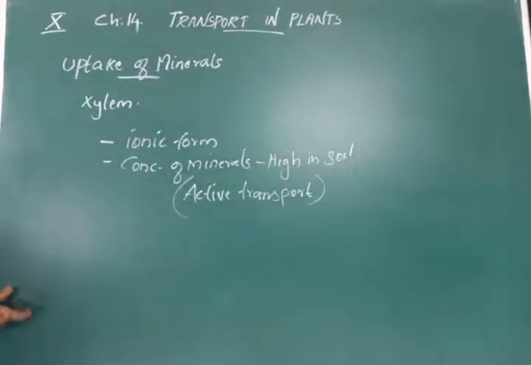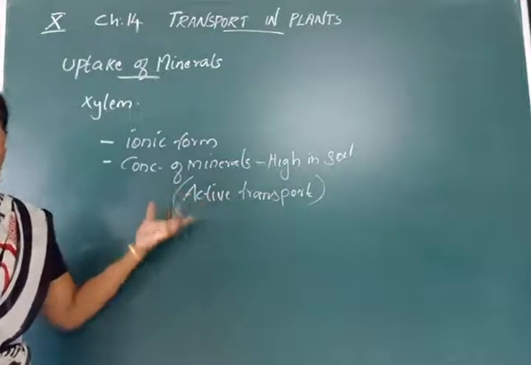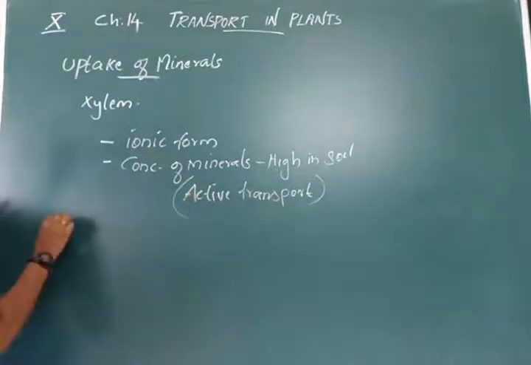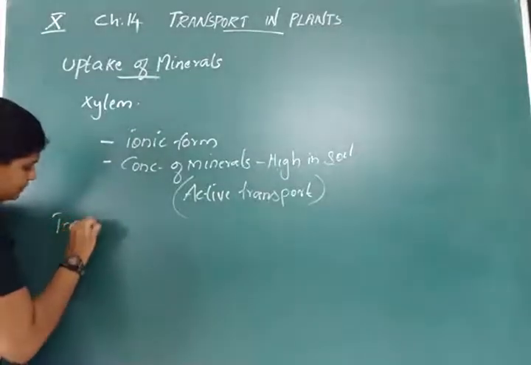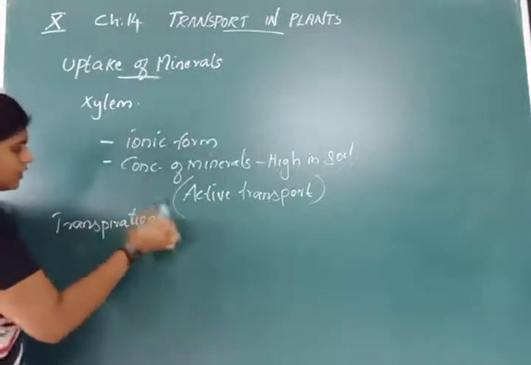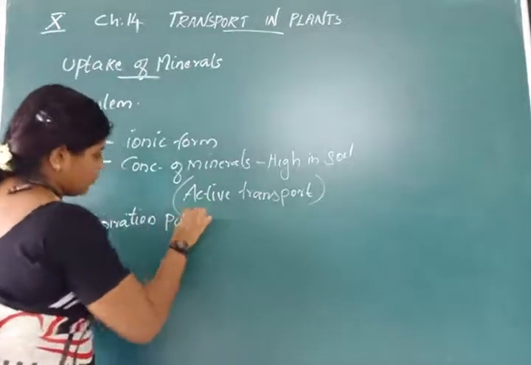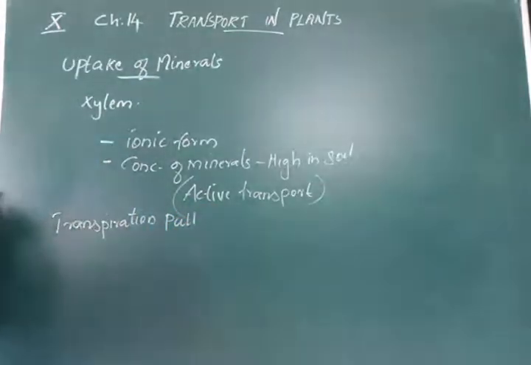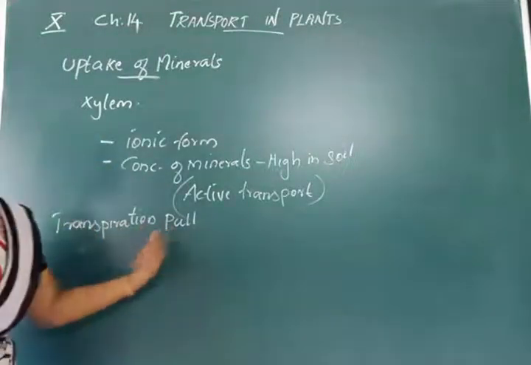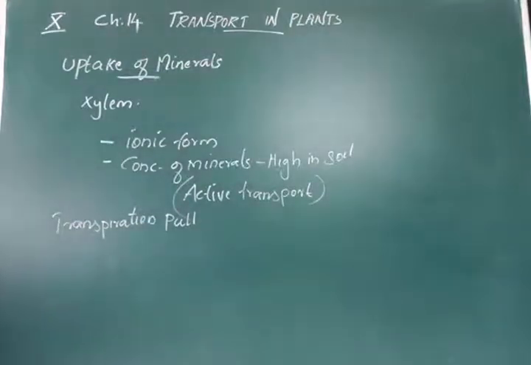These absorbed minerals can be transported to different parts of the plant through transpiration pull. Along with water, the minerals are transported to different parts of the plant body through xylem with the help of transpiration pull. So these are the uptake of minerals.